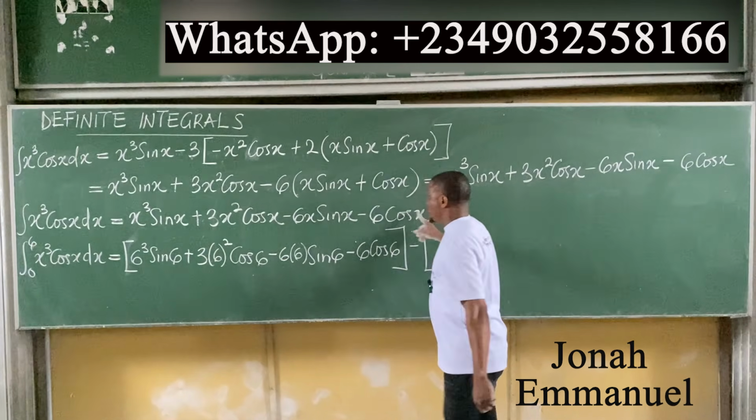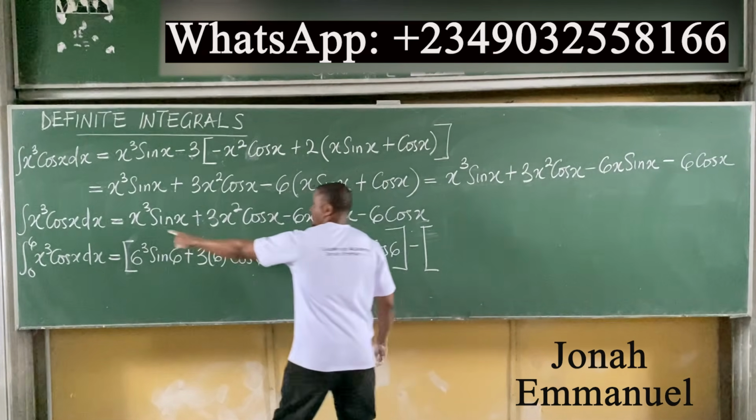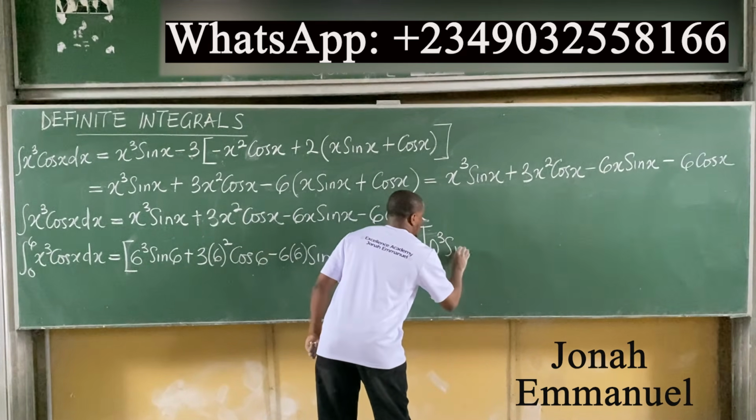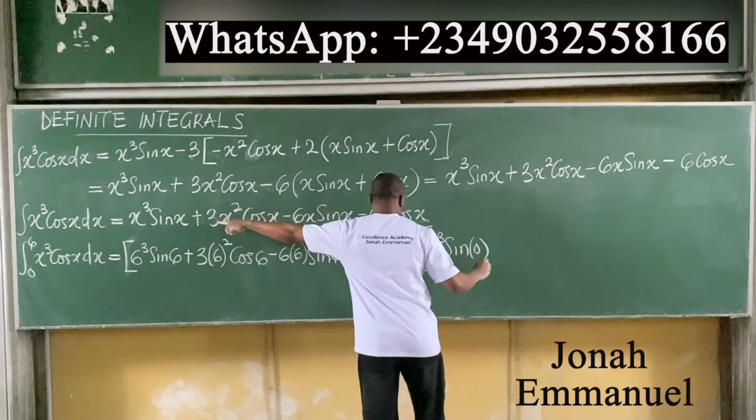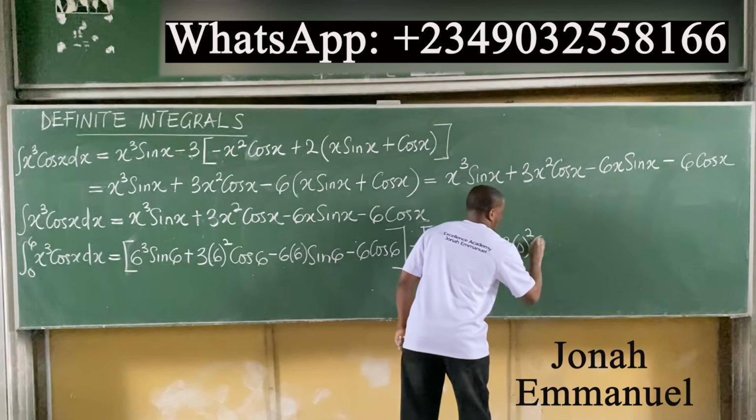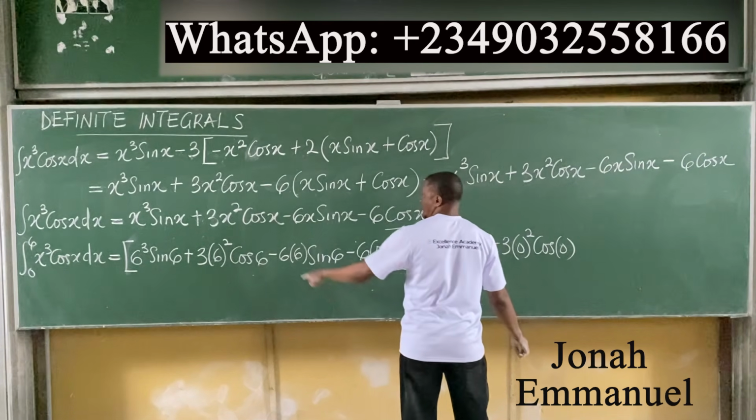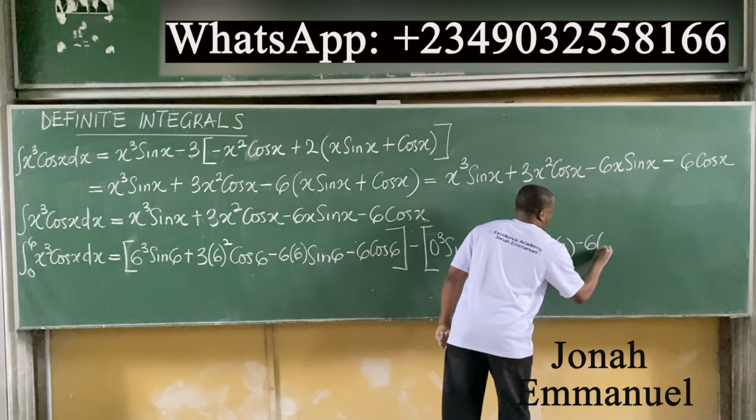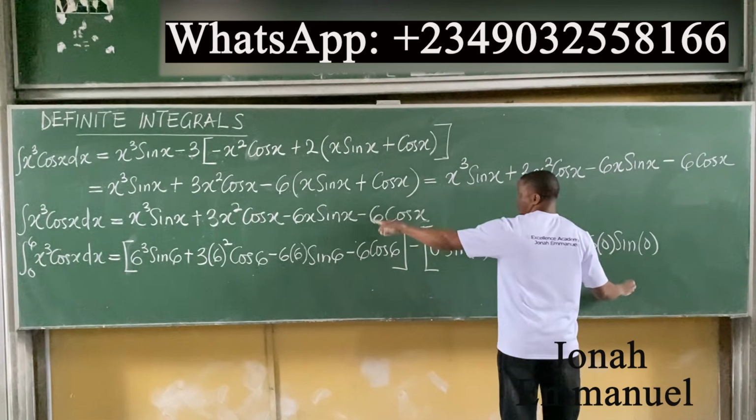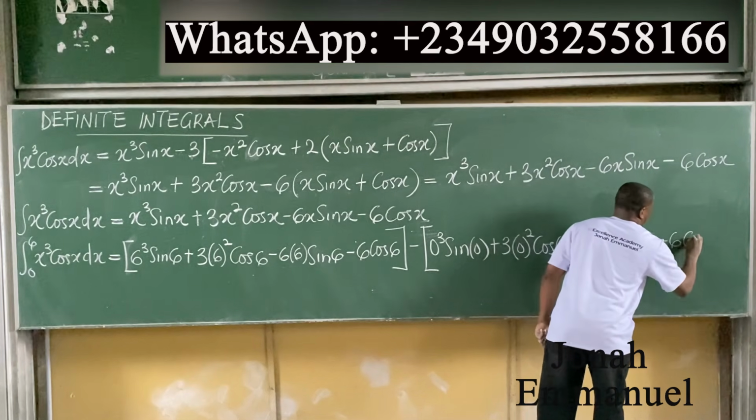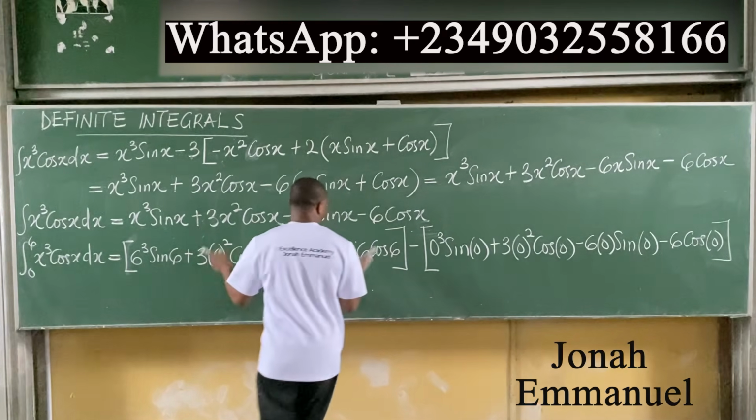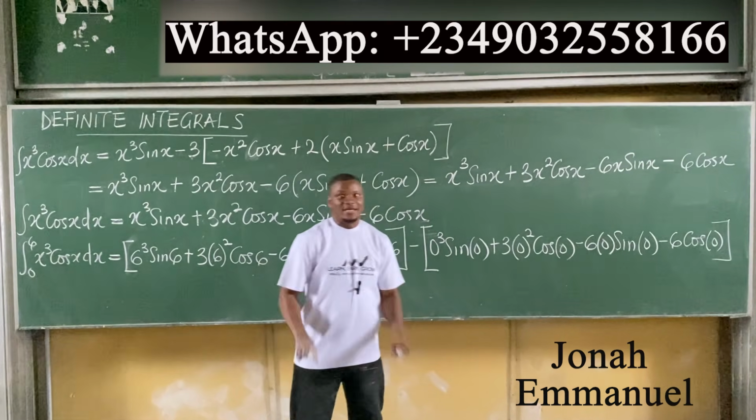Wherever I see x here, put 0. What do you have there? 0 cubed sine 0 plus 3 times 0 squared cos of 0 minus 6 times 0 sine of 0 minus 6 cos 0. You have this. So the 6 versus the 0, the same equation.